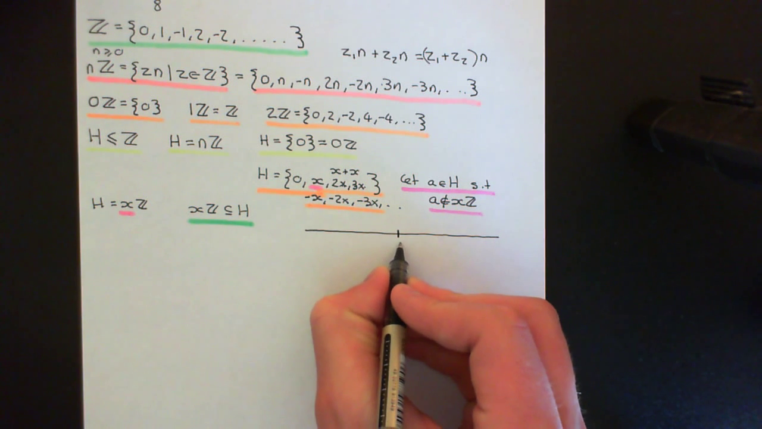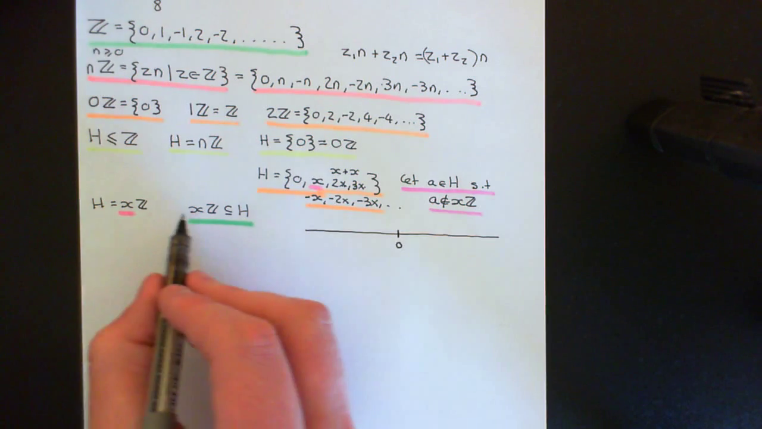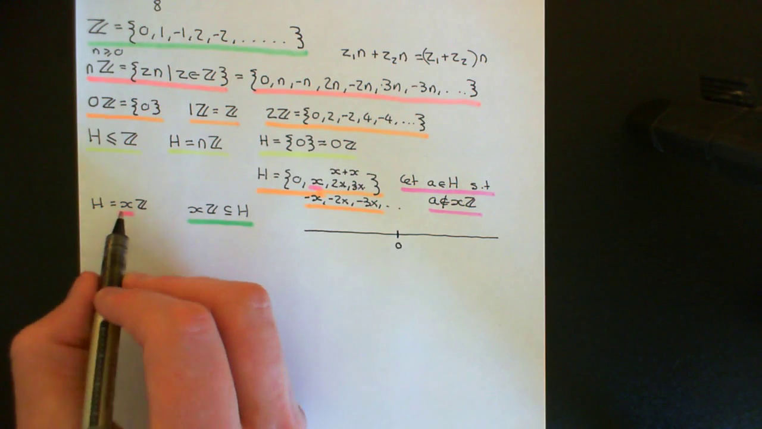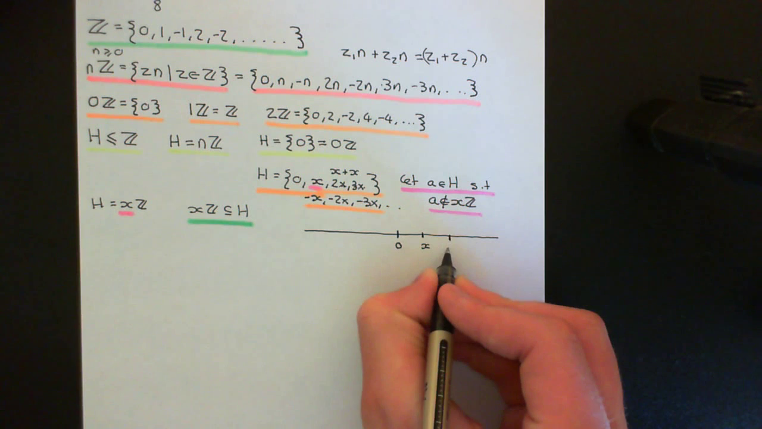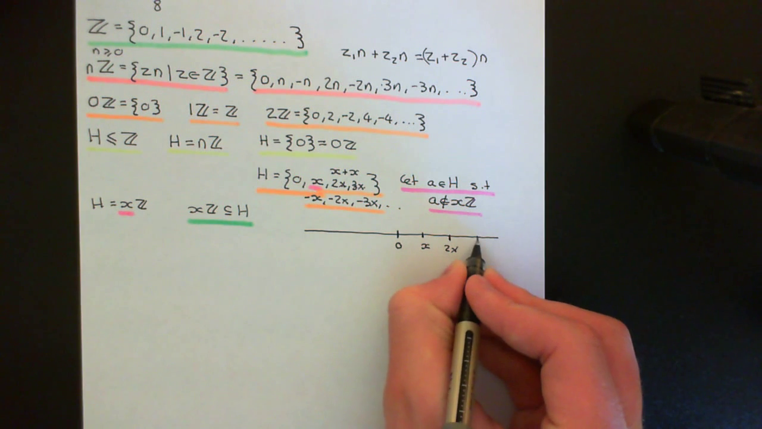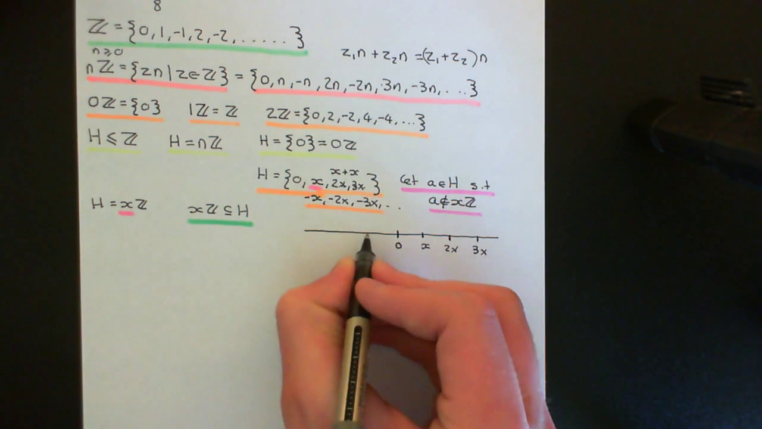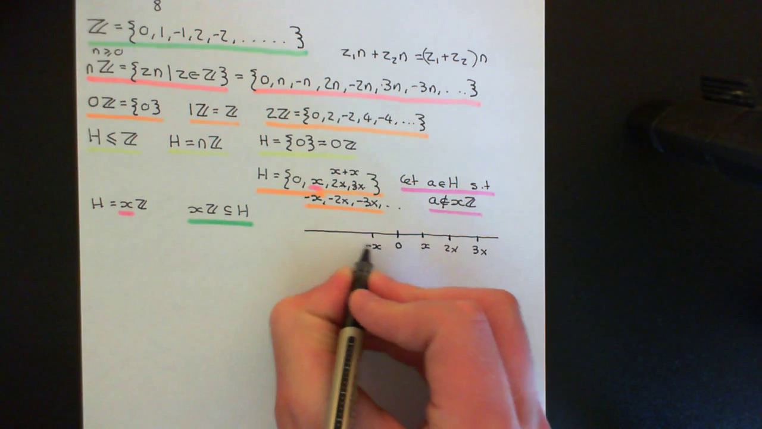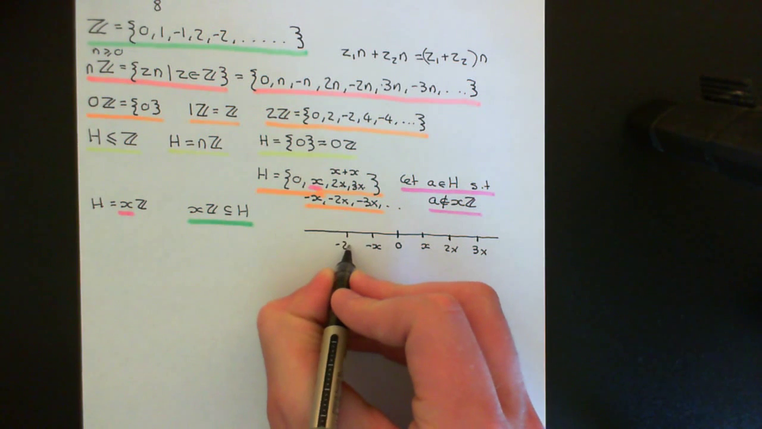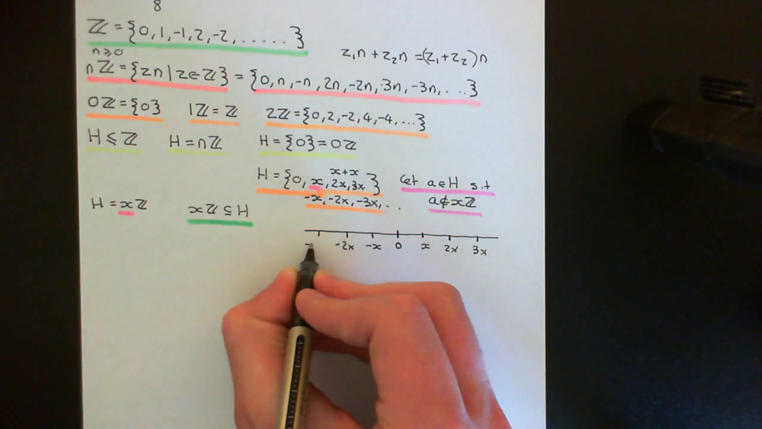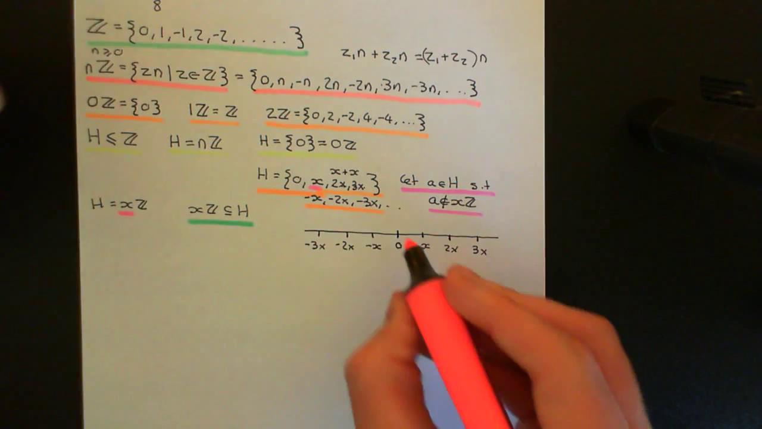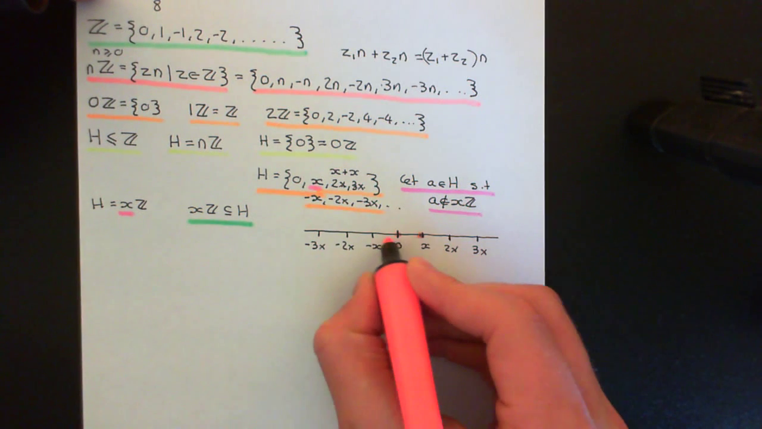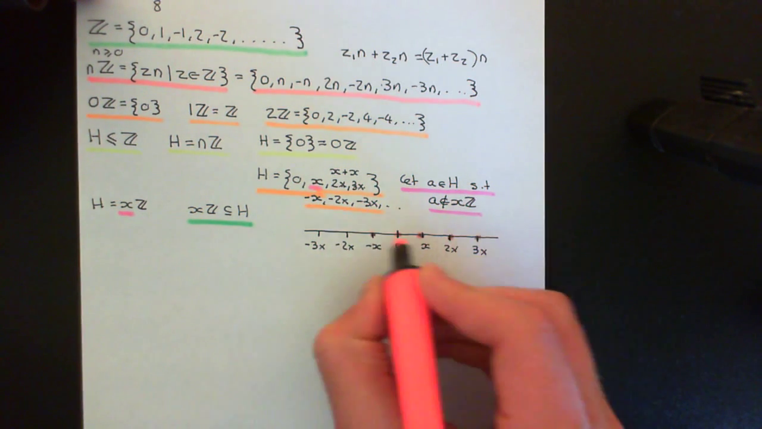So if I draw the number line here, let's mark on the elements which are integer multiples of x. We'll have 0, we'll have x here, we'll have 2x here, we'll have 3x here, we'll have negative x here, we'll have negative 2x here, we'll have negative 3x here. So these are the integer multiples of x drawn here. I've tried to space them equally apart like so.